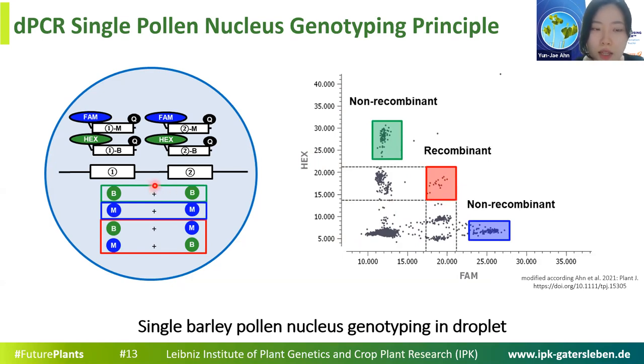And if there was no recombination taking place between the two SNPs, you will see either green or blue colors. All the droplets that have only green or blue colors are represented in the green box and blue box here at the end of each axis, because they had stronger green and blue signals. And this is how we counted the number of non-recombinants and recombinants, and got the percentage of recombinants from our sample.